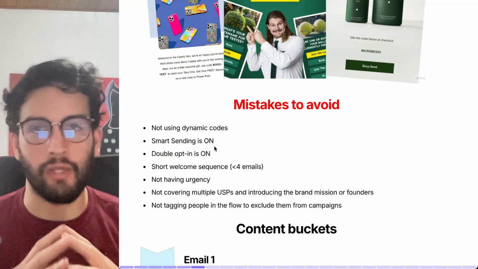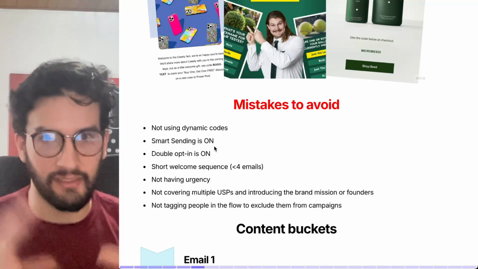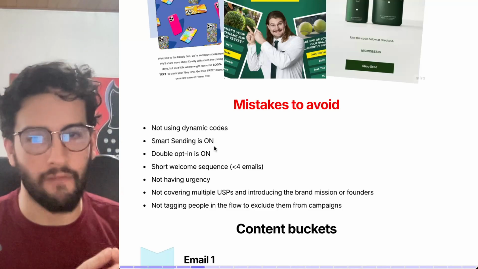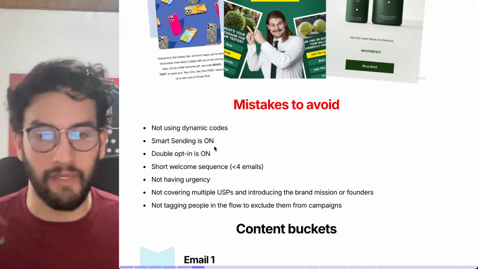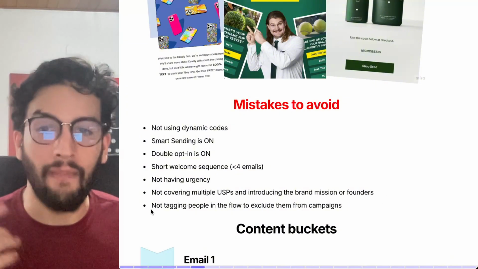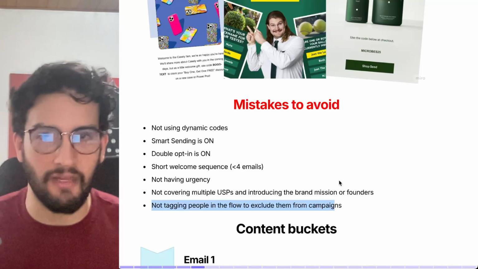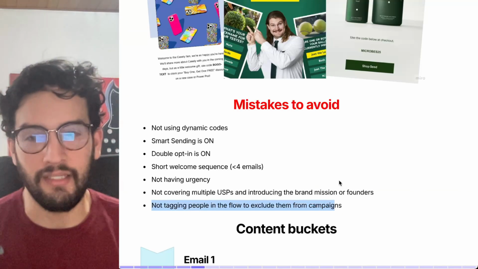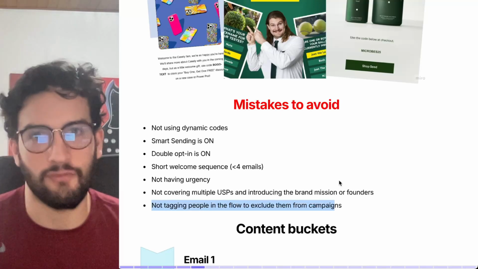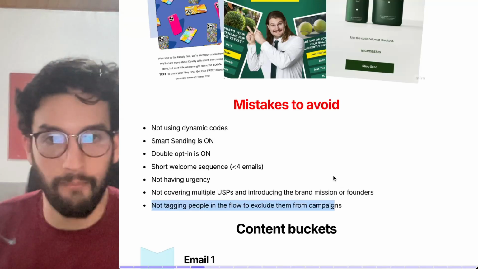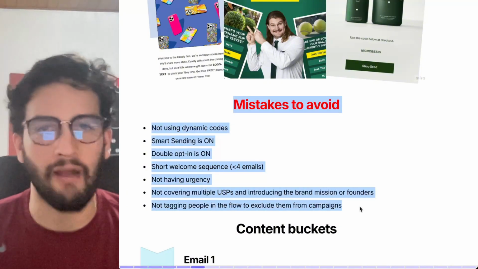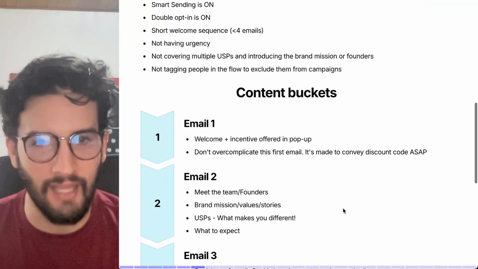Having a very short welcome sequence, less than 4 emails inside your welcome flow, not having urgency in your last emails of your welcome series with the offer, not covering multiple USPs, unique selling points, and introducing the brand mission or founders. This is a big one as well. And then finally, which is one I see pretty much 90% of brands making, is not tagging people in the flow to exclude them from one-off campaigns. So make sure you keep these mistakes in mind in order to avoid them in the future, right? Now, let's dive into the content buckets.